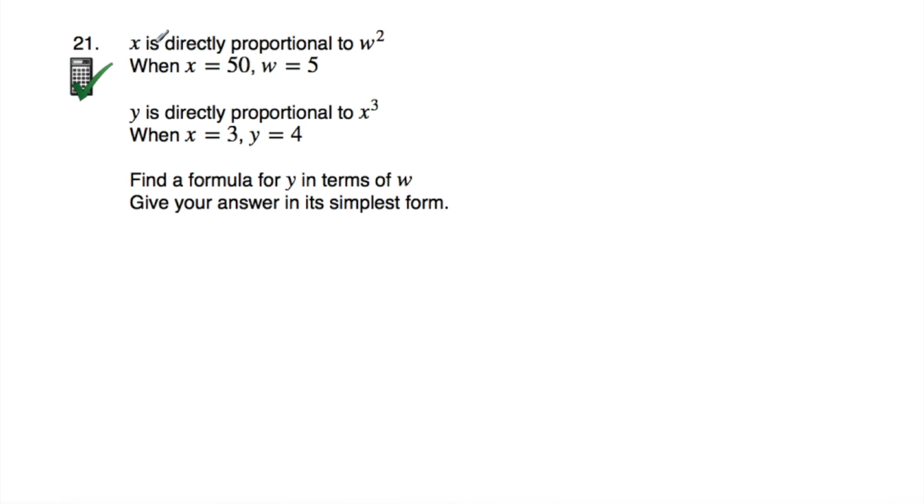So question number 21, we're told that x is directly proportional to w squared, and whenever x is equal to 50, w is equal to 5.